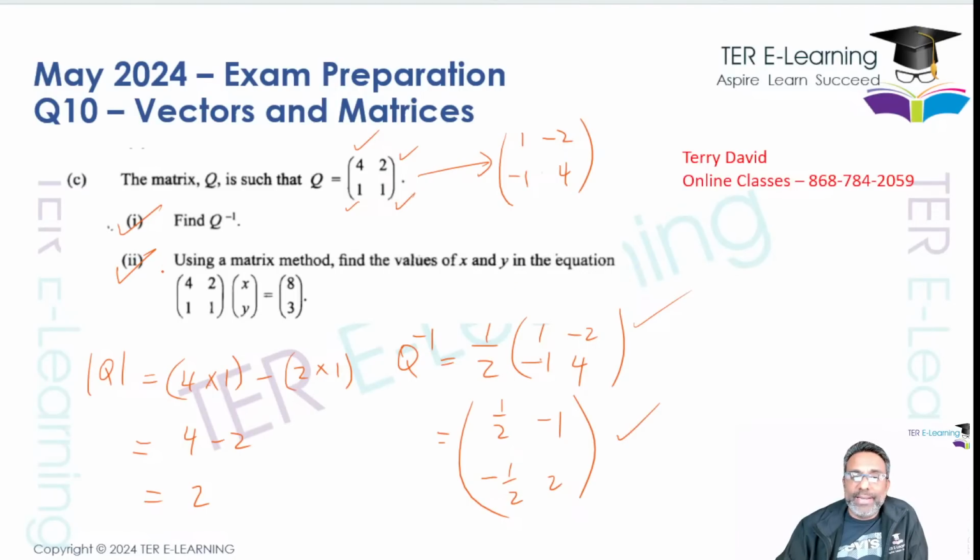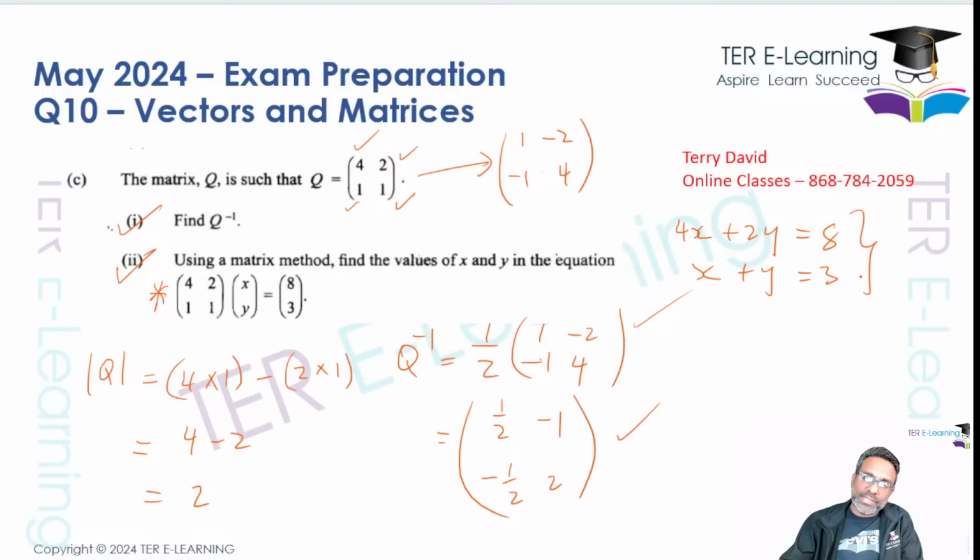Now, part 2 of the question says, using the matrix method, find the values of x and y in the equation. Basically, in this part of the question we are doing a pair of simultaneous equations. So this same question could have been written as 4x plus 2y is equal to 8, and x plus y is equal to 3. CSEC could have told us to solve this pair of simultaneous equations, but the first step would have been to write it so that it looks like what we have here. So they kind of bypass a step. They didn't tell us we have a pair of simultaneous equations, but what they told us is, we have this equation here, and we're trying to figure out what x is.